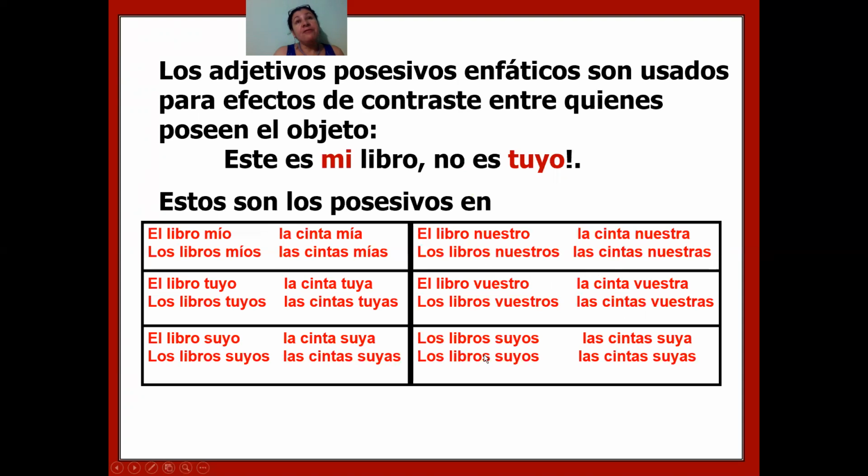And these emphatic adjectives go after the noun. When we talk about possessive adjectives that are non-emphatic, with no stress, they go before the noun. And that's it for now.